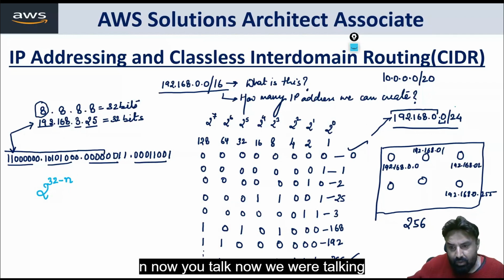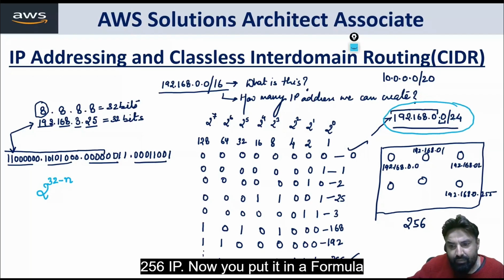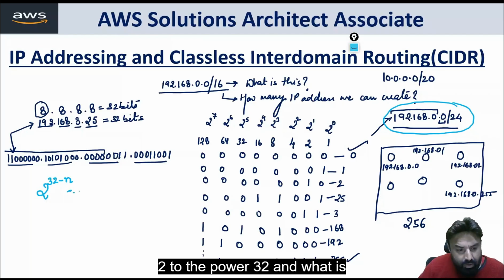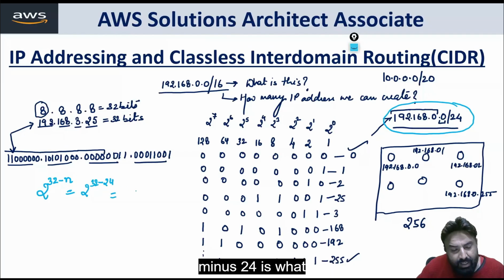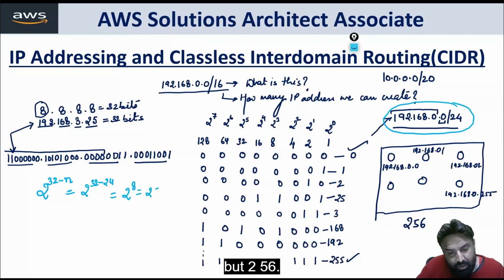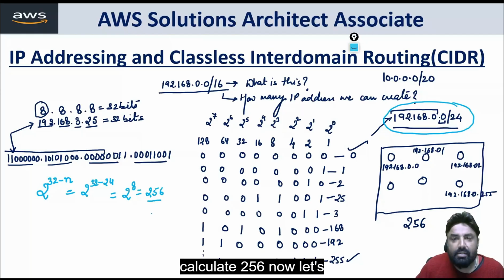Now we were talking about this and we came to a conclusion that we can have 256 IPs. Now you put it in the formula. 2 to the power 32, and what is n, which is written after the slash? It is 24. So 2 to the power 32 minus 24 is 2 to the power 8, and 2 to the power 8 is nothing but 256. Hope you are getting how we can calculate 256.